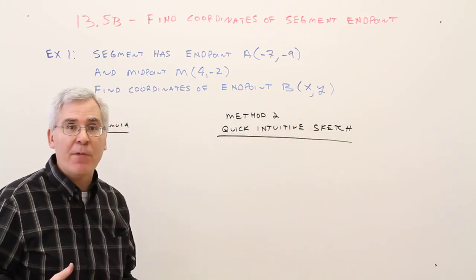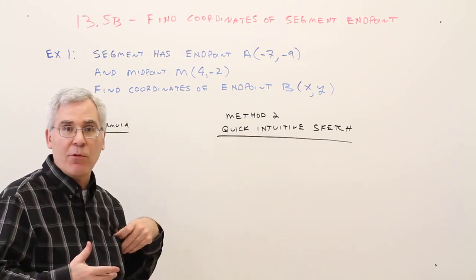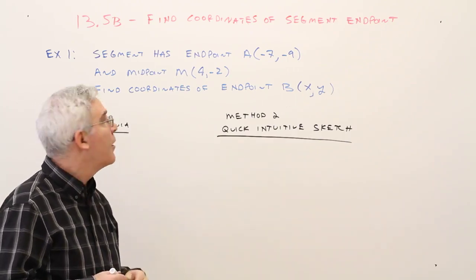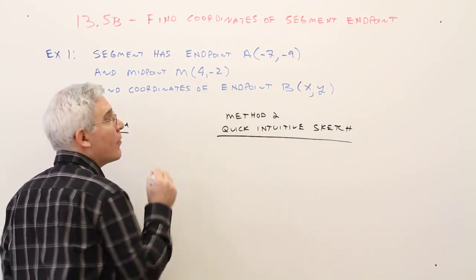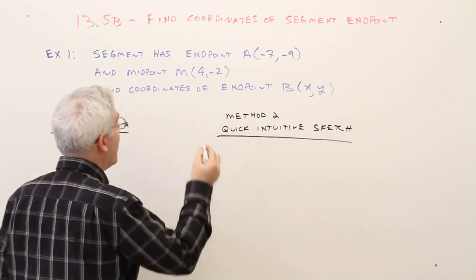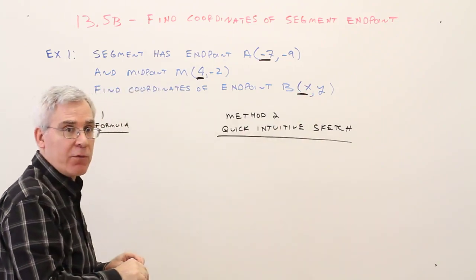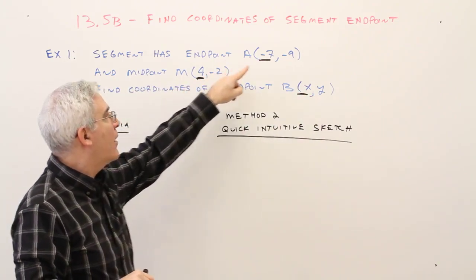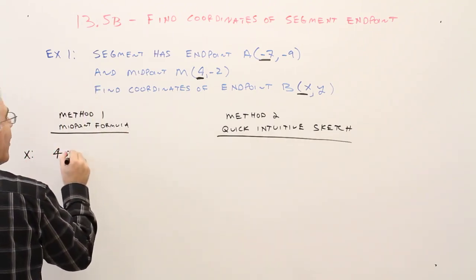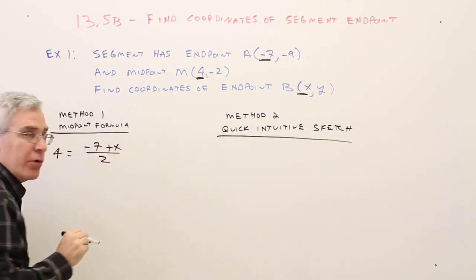All right, I'm going to show you two different methods for doing this. Again, whatever works best for you, I suggest, but I'll just show you the two options. The first is just the straightforward use of the midpoint formula. So remember, I know the midpoint is basically the average of those endpoints. So I'll just break it down. Here's this x value, here's this x value, and here's this x value. So I know that 4 is the average of those two. So for the x value, I know that 4 equals (-7 + x)/2.